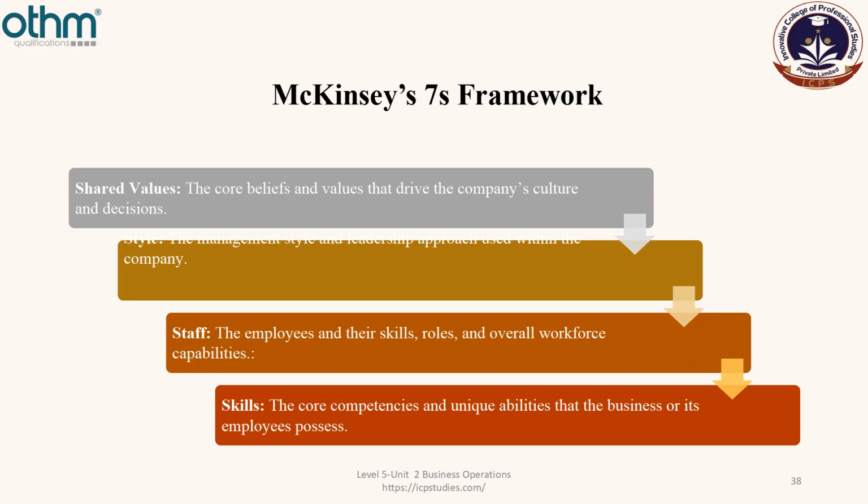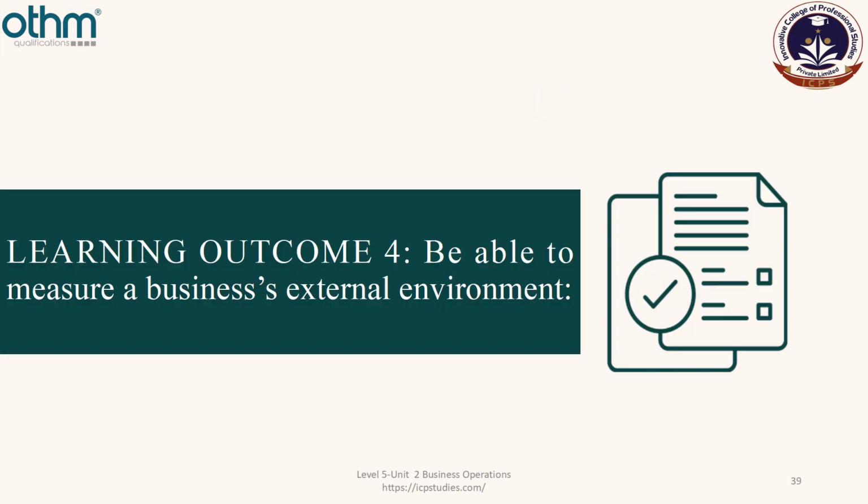Then we have another S, that is shared values. These are basically the core beliefs and values that drive the culture of the company and its decisions. Then we have another S called style. It is basically the management style or leadership approach that is used within the company. Then we have another S called staff. These are basically the employees, their skills, their roles, and the overall workforce capabilities in the company. Then we have the last S called skills. Skills include the core competencies and unique abilities that the business or its employees possess.